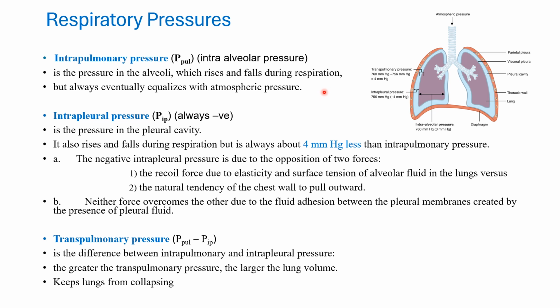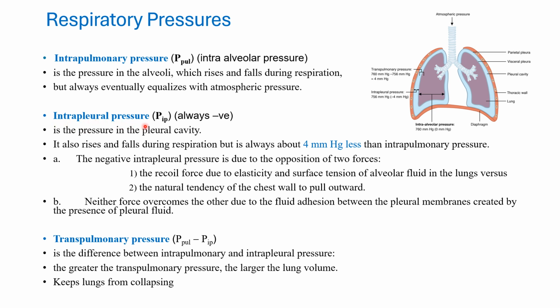So when it falls during inspiration, what does it want? It wants to be in equilibrium with the atmospheric pressure, so it wants to move towards zero. And similarly, in expiration, when it becomes more positive than the atmospheric pressure, it again wants to maintain an equilibrium with the atmospheric pressure, and that helps to move the air in and out, and we will go over it again. So the first pressure is the intrapulmonary pressure, also the intra-alveolar pressure.